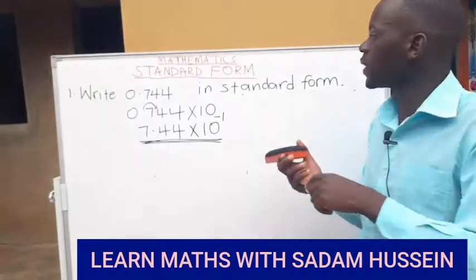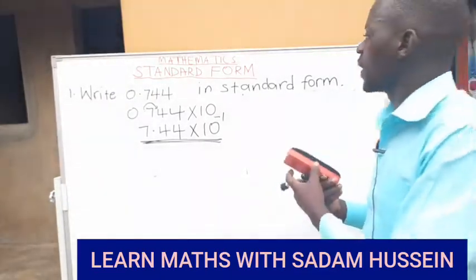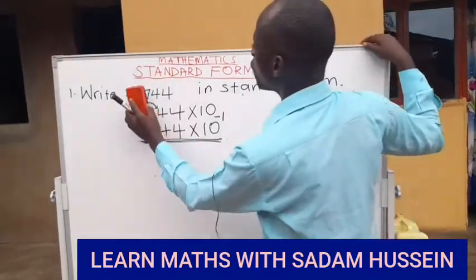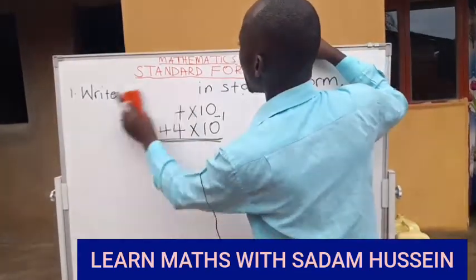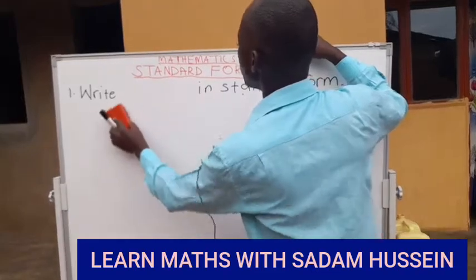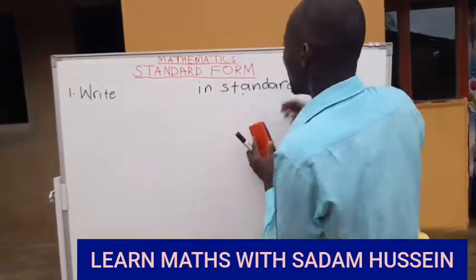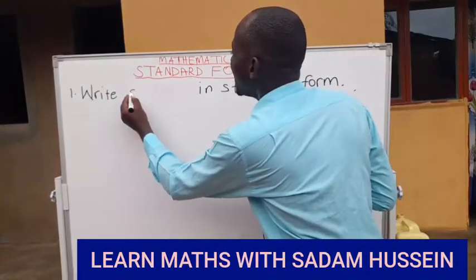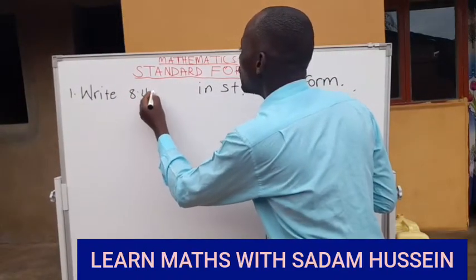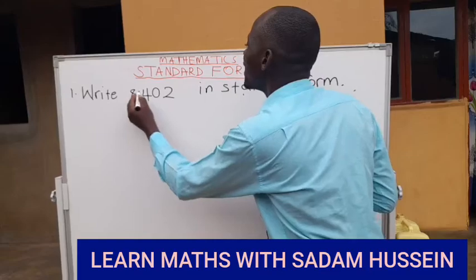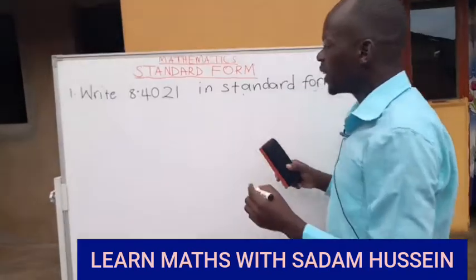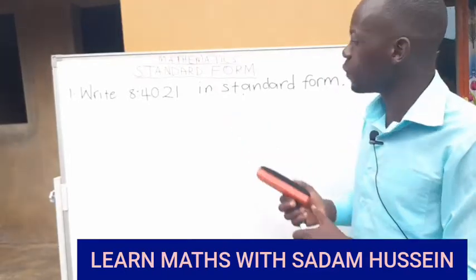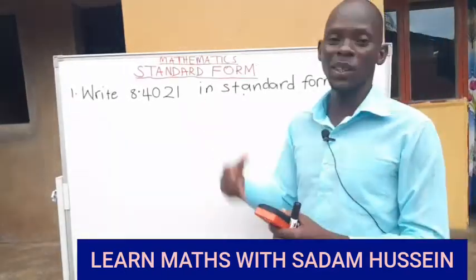So this is how we could write it. Now, somebody is asking in the comments, what if they give you a number like this? Write 8.4021 in standard form. Yes, this one is simple as well.